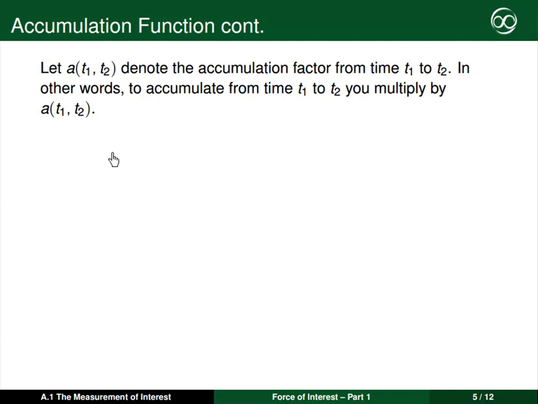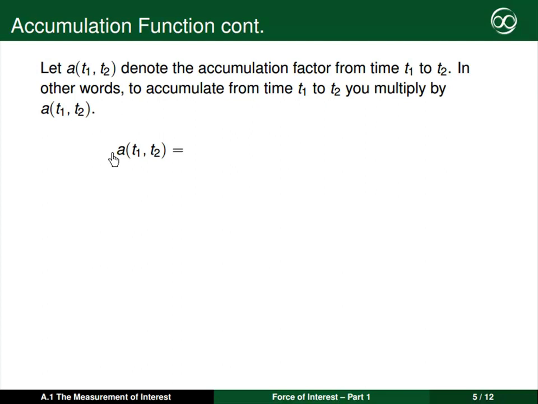For example, if I have a deposit at time 2 and I want to know the value at time 5, I would multiply by a of 2 comma 5 because I'm accumulating from time 2 to time 5. So now let's try to write this down in terms of the force of interest.